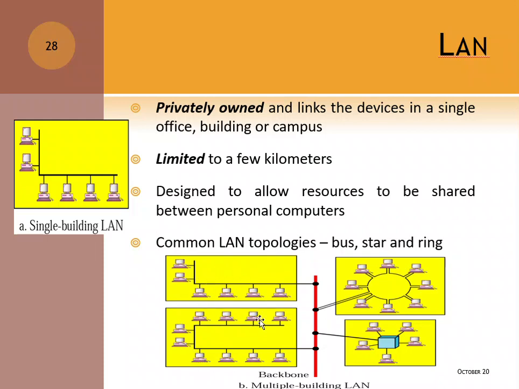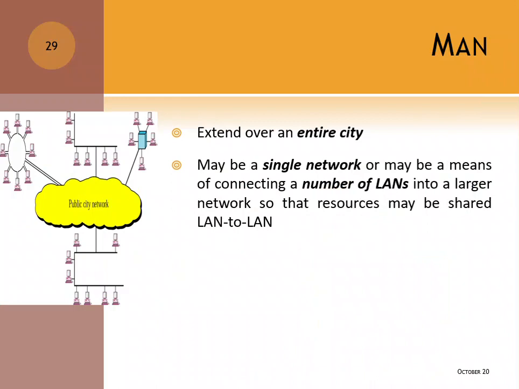Okay, yang ni pun dikira bus walaupun bentuk dia bersegi macam ni. Okay, sebab dia satu kabel panjang. Okay, so this is bus. These two are bus topology. This one is a ring and this one is star. Okay, that's all for LAN.